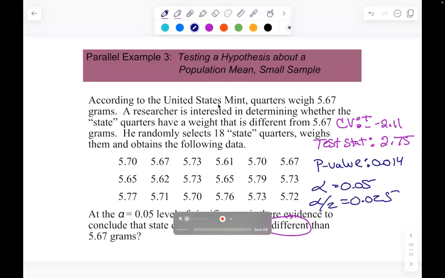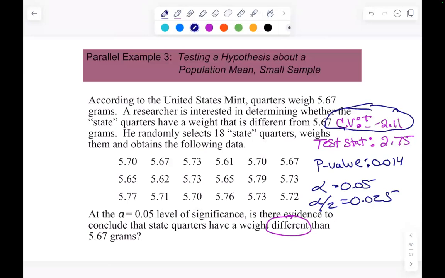So I wrote these on there. So my critical value is 2.11. Test statistic is 2.75. It was plus or minus 2.11. Why do I have two minuses? I don't know why I do what I do. I just do things. So since 2.75 is greater than 2.11, we will reject the null hypothesis.